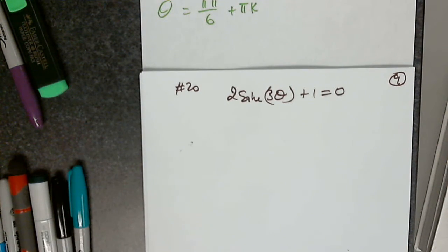So we have 2 times sine 3 theta plus 1 equals 0. How will you address this? What will you do?